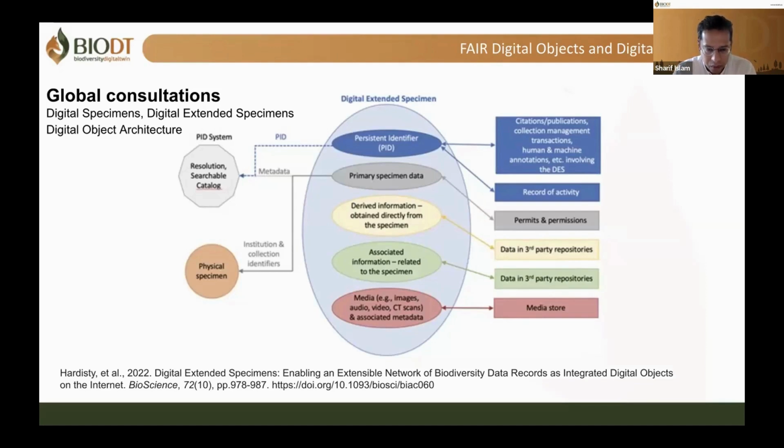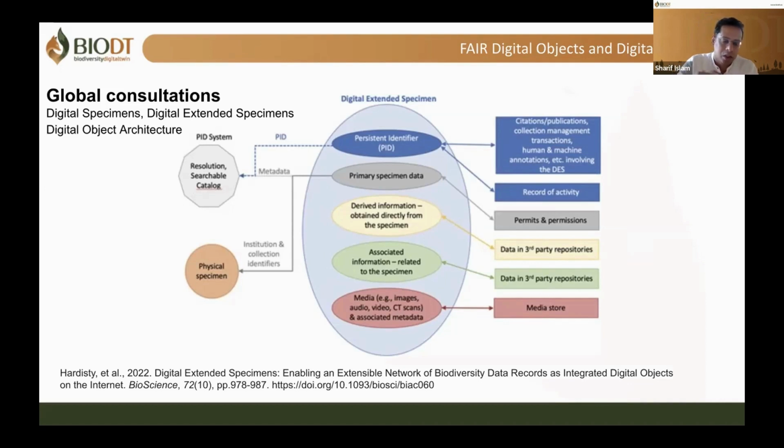So this is a very simple abstraction here, and there's a paper that recently came out. You can find the link here as well. And again, the idea is to describe these physical objects in the digital realm with a persistent identifier and a specific type of metadata. I'll give an example soon, where you have some core primary specimen data, but at the same time, there will be derived information, associated information related to the specimen, also media, images and things like that. And the whole idea of extension is that we take these physical objects and take them to different links and different operations that might be related, derived, or not stored in the same place.